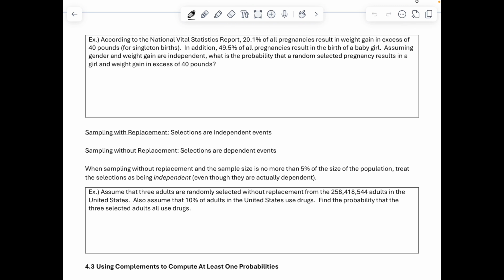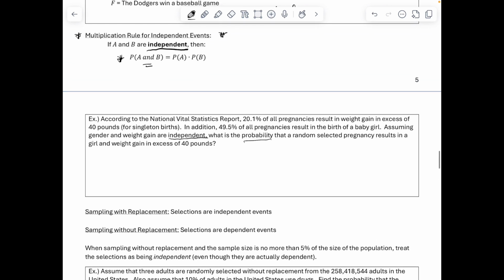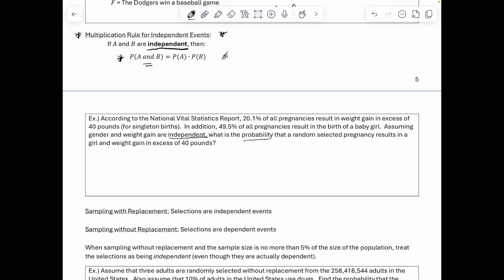Assuming gender and weight gain are independent, what is the probability that a randomly selected pregnancy results in a girl and weight gain in excess of 40 pounds? Since this says that these are independent, from the last video we have a formula on the bottom of page 5. The probability of A and B is equal to the probability of A times the probability of B, only if they are independent.